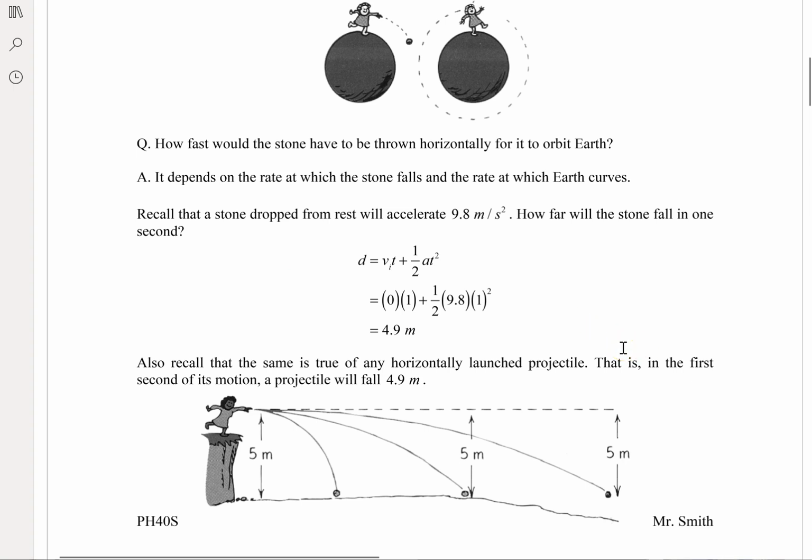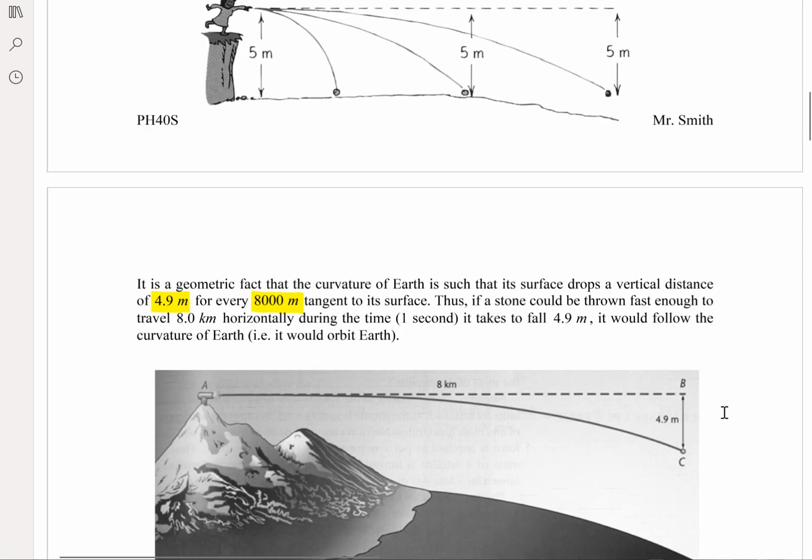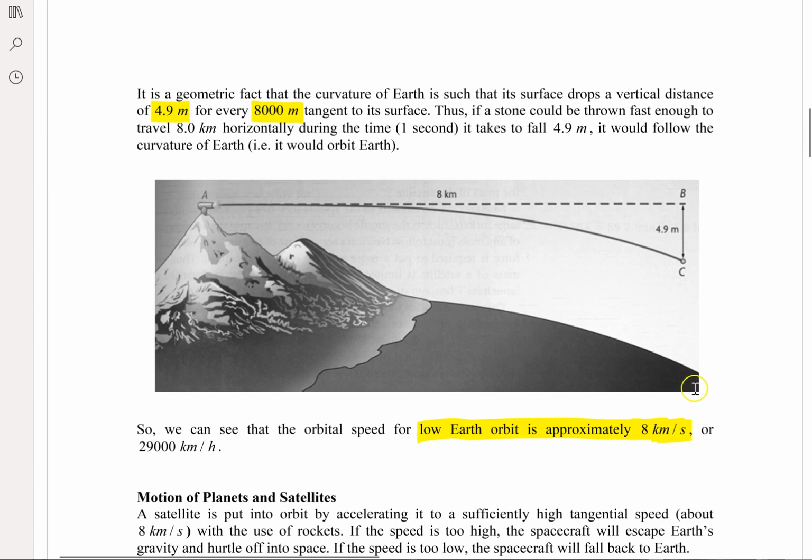Okay, and this is the same if you launch it horizontally. Remember, the x and y components for projectiles aren't actually related. So if I drop it, it goes down 5 meters in a second. If I throw it sideways, it goes down 5 meters, etc. So the next page says here, the Earth has a geometric fact that the curvature of the Earth is such that it drops a vertical distance of 5 meters, or 4.9 meters, every 8,000 meters to the side. So if you go 8 kilometers sideways, the Earth curves 5 meters downwards.